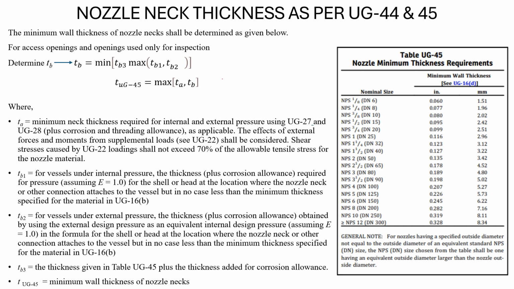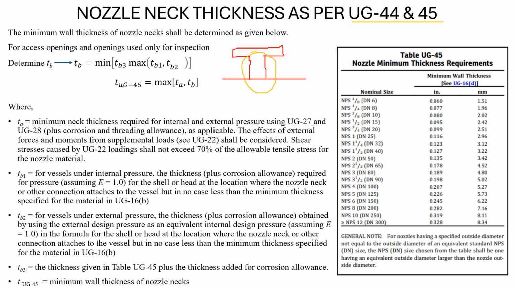For example, this is the shell, and here you have a nozzle, and this is the flange. So the thickness of this particular nozzle neck has to be determined by this step. By UG-44 and UG-45 you will determine the nozzle neck thickness, which is particularly here.